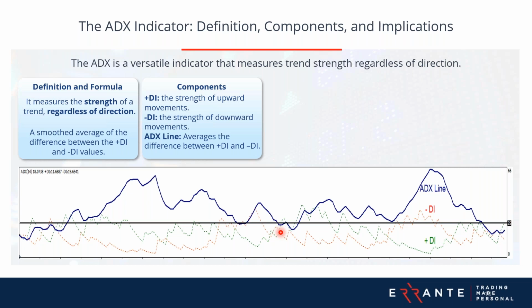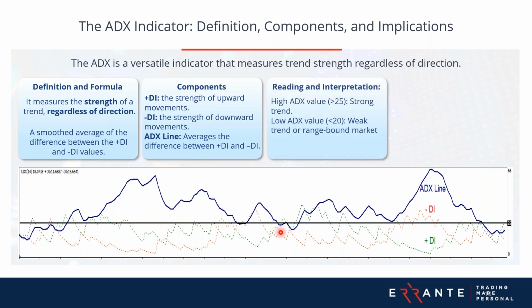On the other hand, a value below 20 often indicates a weak trend or a range bound market where trend following strategies might not perform very well. However, the ADX, guys, comes with its limitations as well. It doesn't show the trend's direction, requiring us to look at other indicators or chart patterns for that information. Additionally, because it's based on moving averages, the ADX can lag. So it might provide signals a bit after the trend has started or changed.